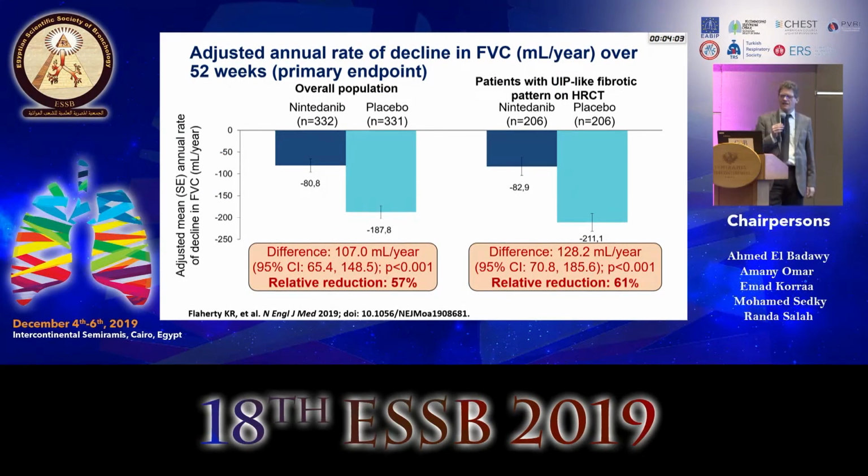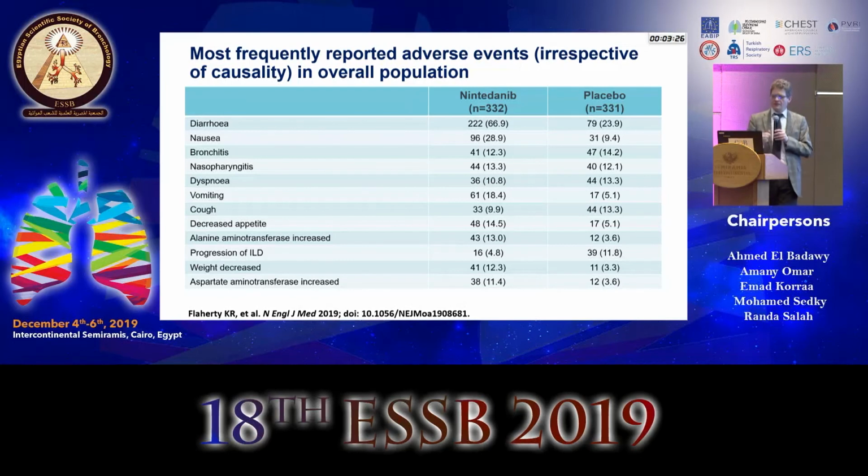And what did we see? Again, the same results we saw in IPF, the same results we saw in systemic sclerosis: a reduction in decline of the vital capacity of about 50%. And this was irrespective of whether we had a UIP pattern, which normally has a worse prognosis, or another kind of pattern of pulmonary fibrosis. The reduction in decline was over 50%.